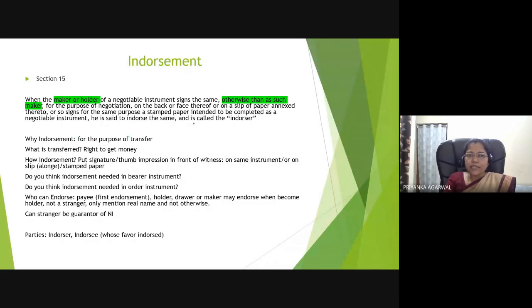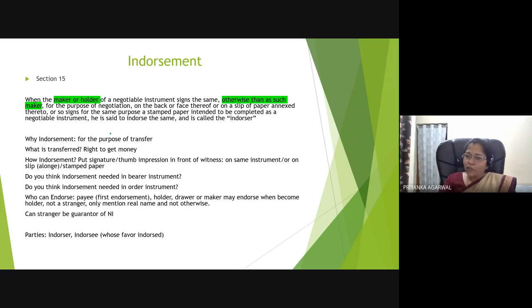Okay, so from this definition we understand there are two parties. One is the endorser and another is the endorsee. And who is the endorser? The endorser may be the maker or a holder of a negotiable instrument. And what is that maker or holder doing for the purpose of endorsement? Signing the same on the back or face thereof, or on a slip of paper, or signing for the same purpose a stamp paper. So from this we understand that endorsement is for the purpose of transfer.